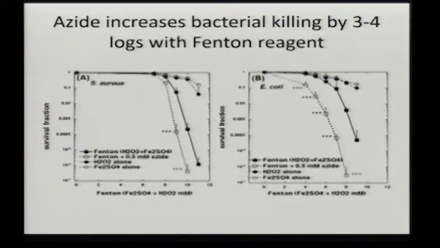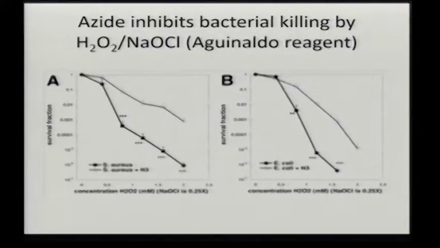If you take the Fenton reaction, you get about 3 or 4 logs of potentiation. It's quite dramatic. From here to here is about 3 logs, about 4 logs. So with something that produces hydroxyl radicals, you get a lot more killing when you add azide. And if you use the Aguinaldo reaction, the singlet oxygen chemical generator, as you might expect, you get inhibition, about 3 or 4 logs of quenching, because it's singlet oxygen.